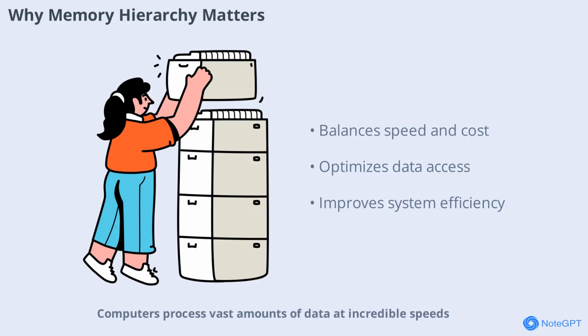Computers process vast amounts of data at incredible speeds, but not all memory is created equal. Some types are lightning fast but expensive and limited in size, while others are slower but can store much more information. By arranging memory in a hierarchy, computers balance speed, cost, and capacity, ensuring that the most frequently used data is accessed quickly while less critical information is stored more economically. This structure is key to efficient computing.